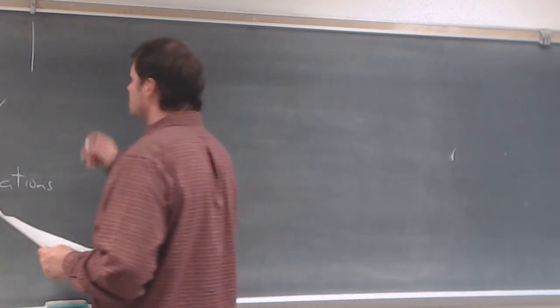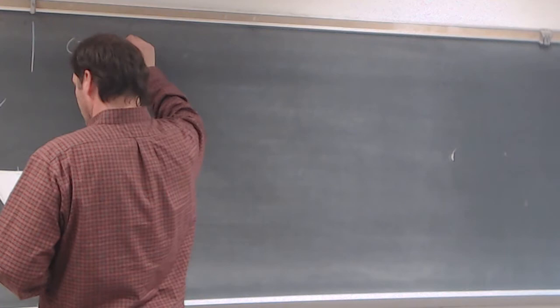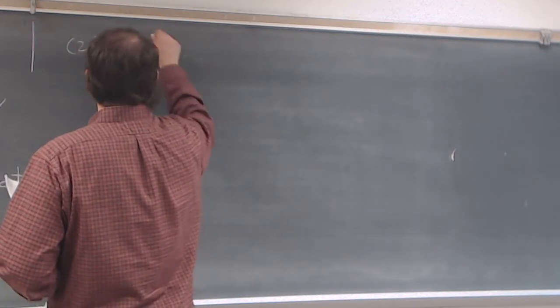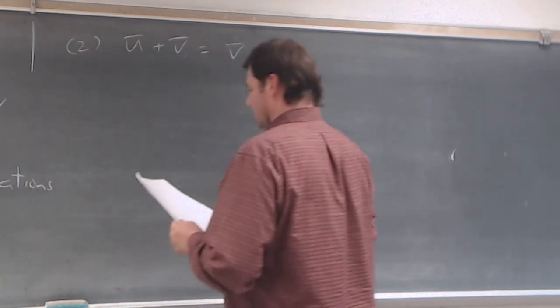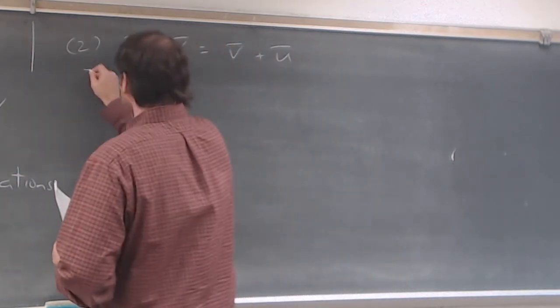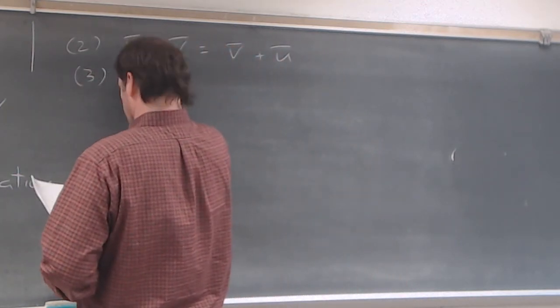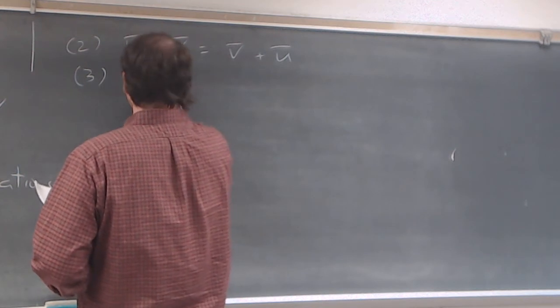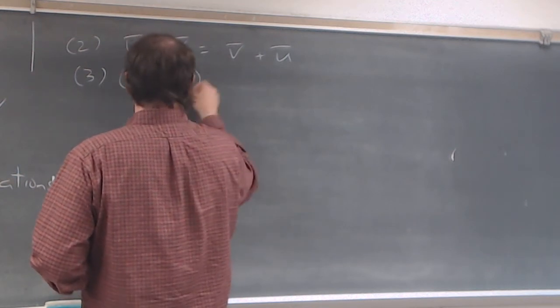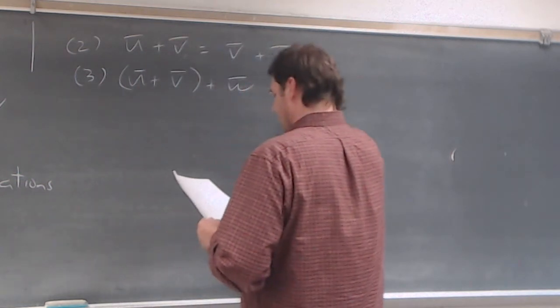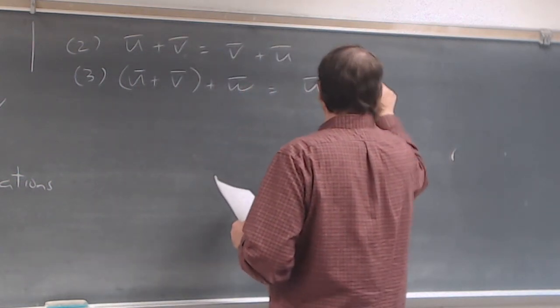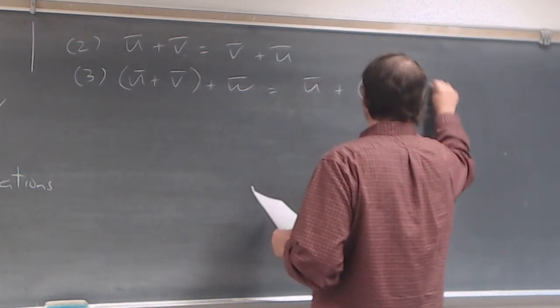Second one, if you take u plus v, that's the same thing as v plus u. The commutativity occurs. Associativity occurs as well. That is, if you take u plus v, add that to w, that's the same thing as u plus whatever v added to w is.